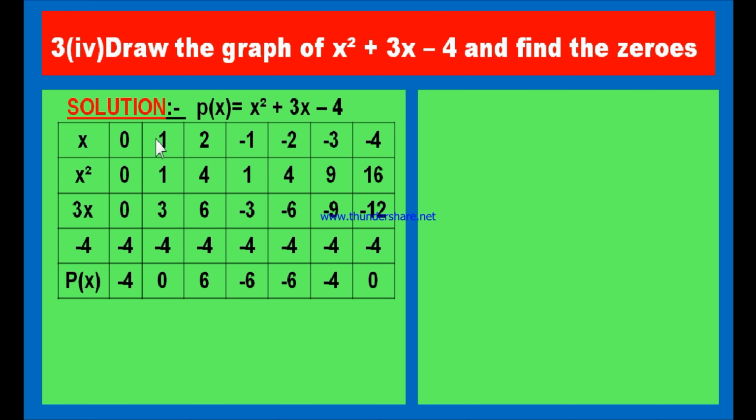Next, take x is equal to 1. x square, 1 square is 1. 3x, 3 into 1 is 3. And this is minus 4. What is 1 plus 3 plus 4? What is plus 4 minus 4? 0. Therefore, if you take x is equal to 1, then you will get p(x) value 0. p(x) means the value of the total polynomial becomes 0 when the value of the variable is 1. Therefore, this 1 is one of the zeros of the given quadratic polynomial.